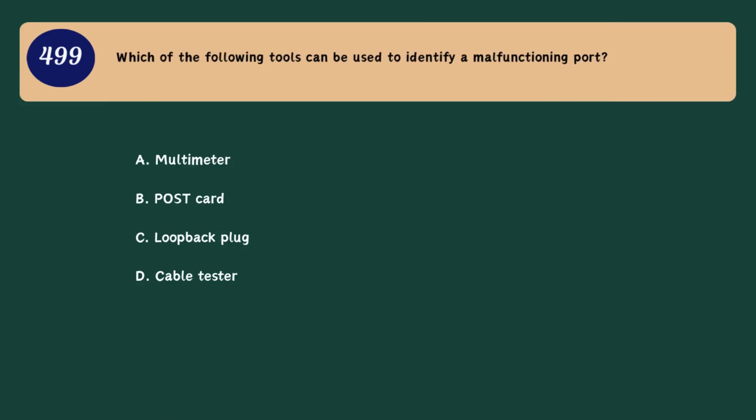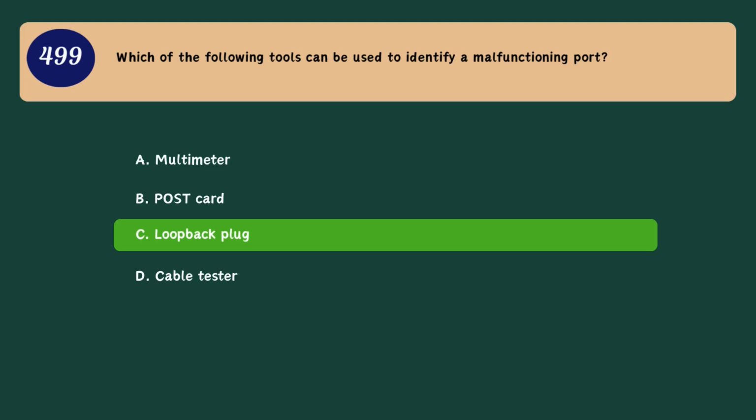Question 499. Which of the following tools can be used to identify a malfunctioning port? A. Multimeter. B. Postcard. C. Loopback plug. D. Cable tester. Correct answer. C. Loopback plug.